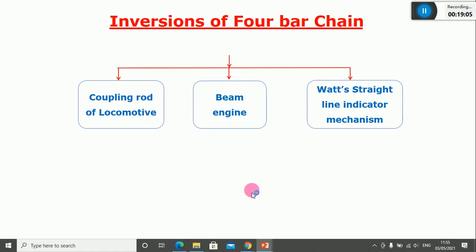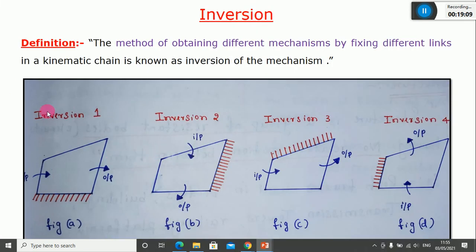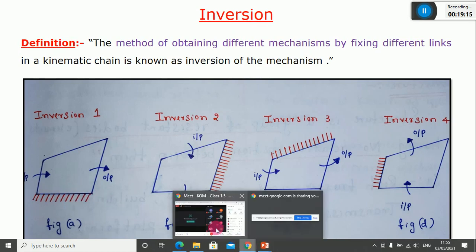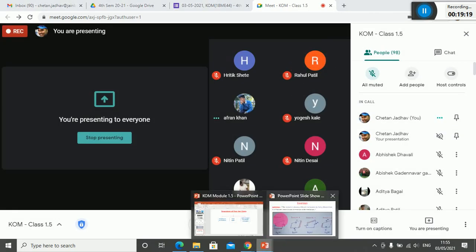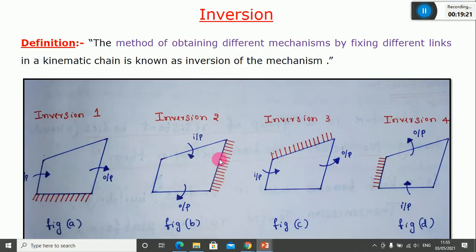And remember, the first inversion, the frame is fixed. Remember, the first inversion, the frame is fixed. Whether my voice is audible or not, anyone please. Yes, sir, audible. Okay, thank you.